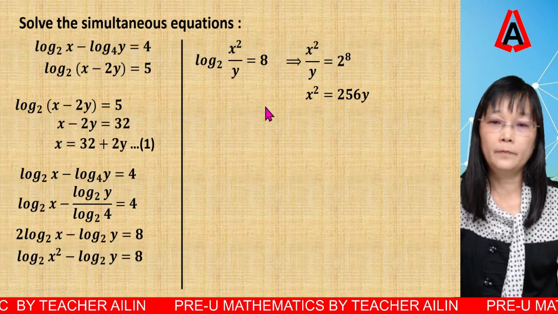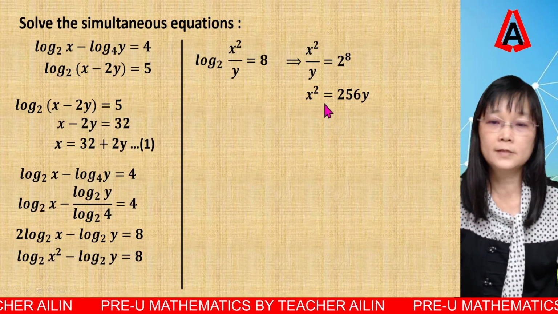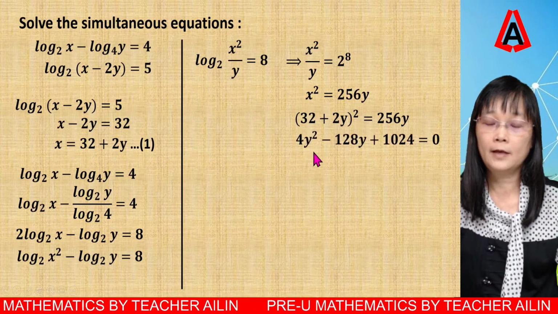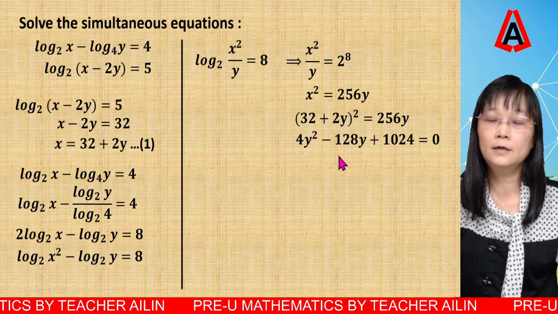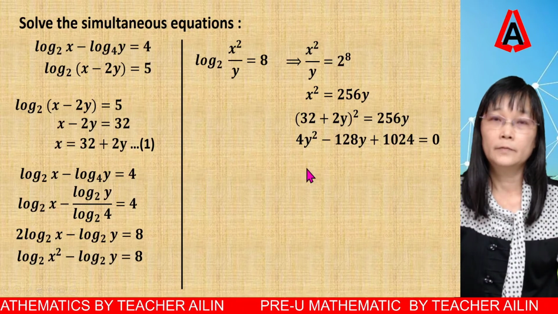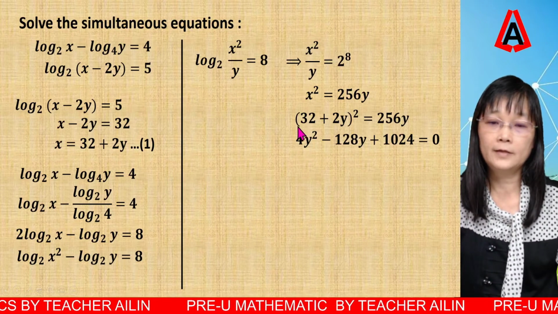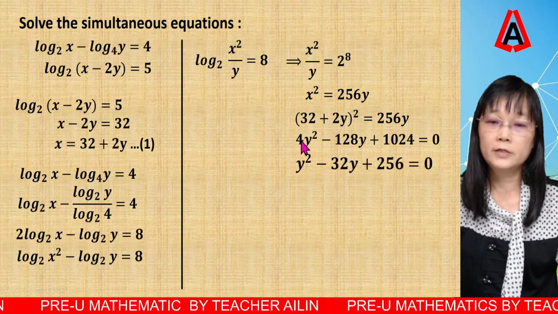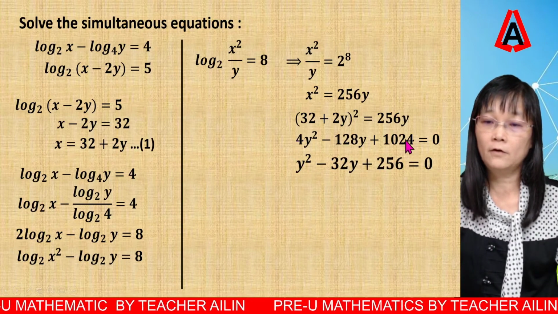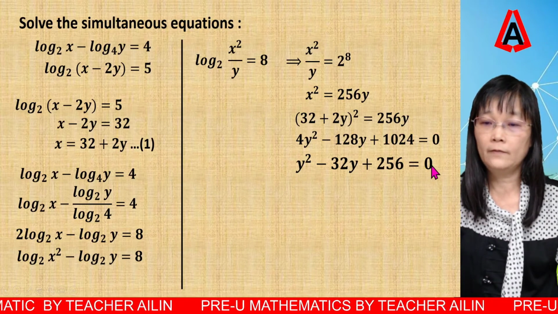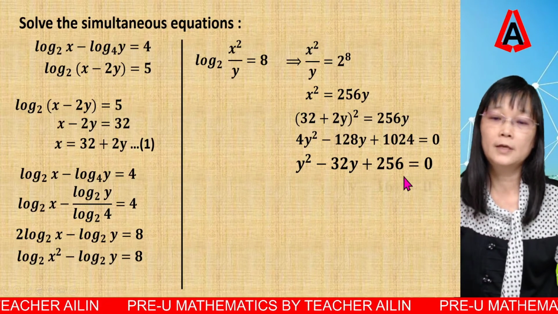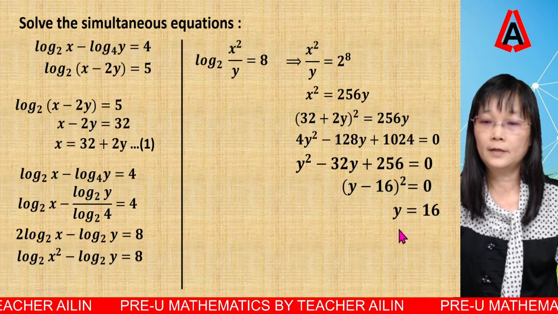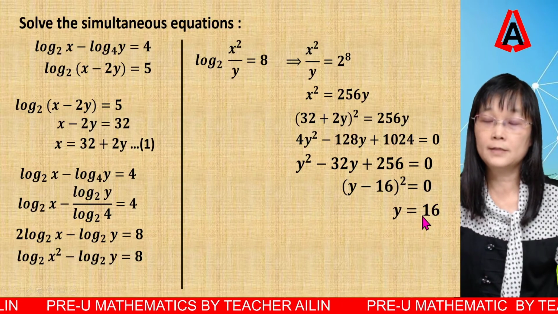Now I can replace the x from the first equation just now. When I expand, I find that this is a quadratic equation. Before I further simplify, I find that if the coefficients can be simplified, try to simplify them. So when I simplify, we get the quadratic equation. Then when I factorize, I get this. Finally, I get the value of y is 16.